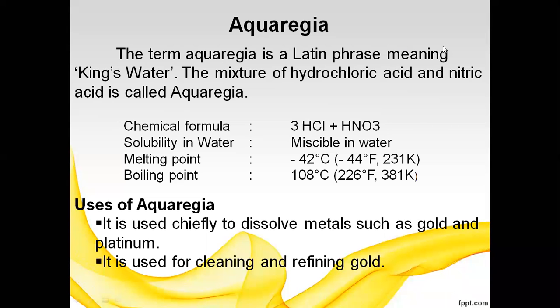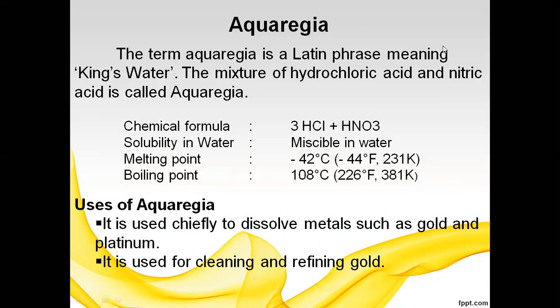Next we learn about aqua regia. This word comes from a Latin phrase, which means king's water. So aqua regia means king's water. The mixture of hydrochloric acid and nitric acid is called aqua regia. So the mixture of hydrochloric acid, that is HCl, and nitric acid, HNO3, is called aqua regia.